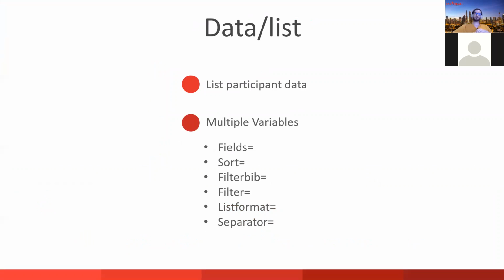Data list. This is probably the most commonly used custom API. It allows you to list participant data. Now, the difference here is that if you look at the variables, you're not calling an output list, you're setting the fields, the sorting and the filtering and the formatting within the API setup itself. So this will just return a list of the fields you want without everything that comes in between. So fields, sorting, filter bib, believe it or not, that's just a quick filter for the bib, general filter, list format, the same as we had before, and separator.